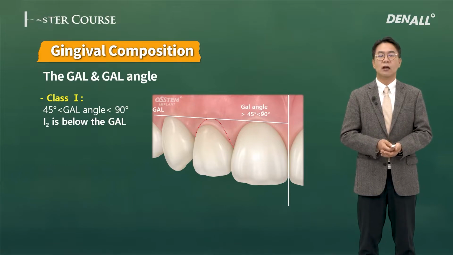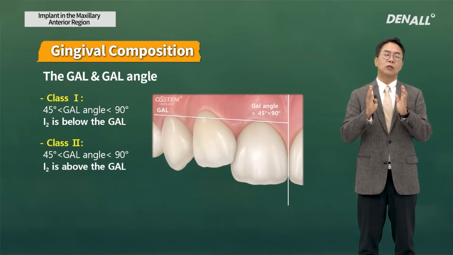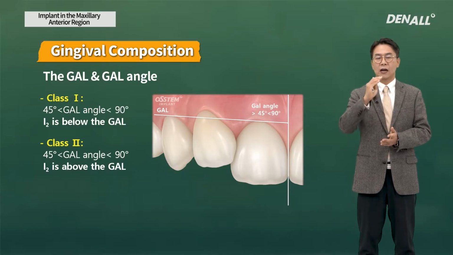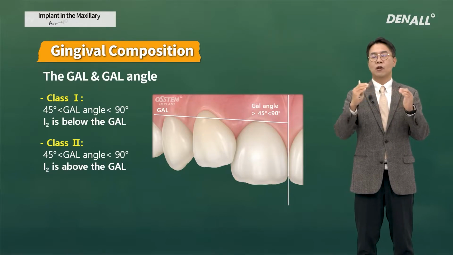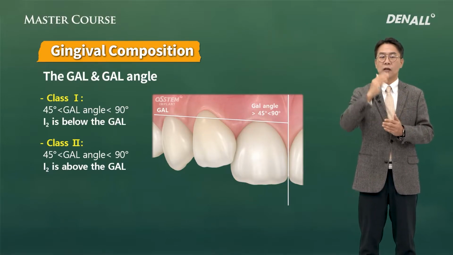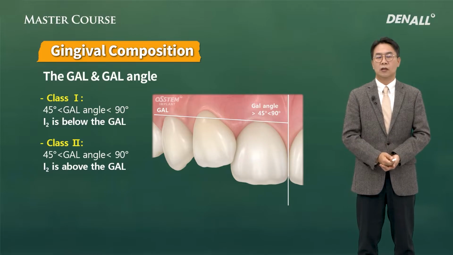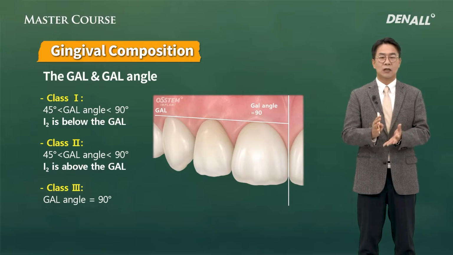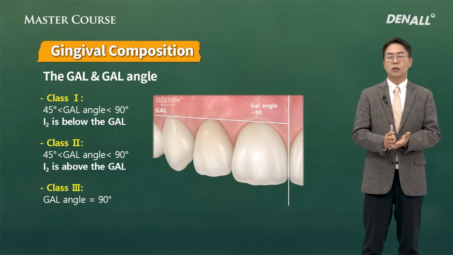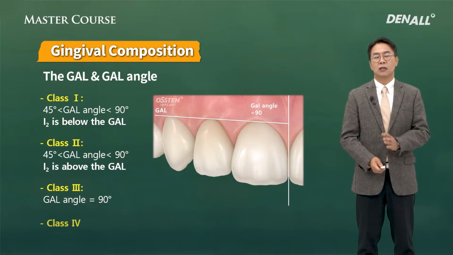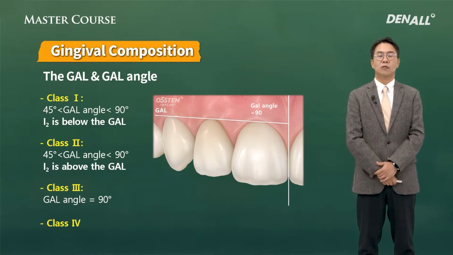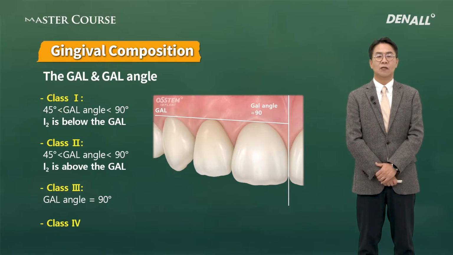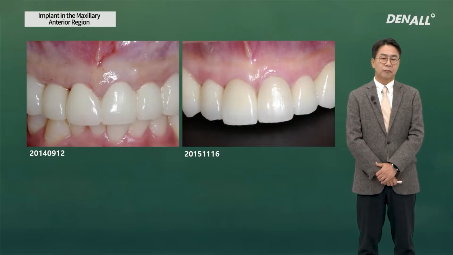Class 2 is between the angle of 45 and 90 degrees, but the position of number 2 is superior to the line connecting number 1 and number 3. And class 3 means the gal angle is 90 degrees, which is ideal. And class 4 means that it cannot be determined because it is an edentulous case. So it differs from person to person.